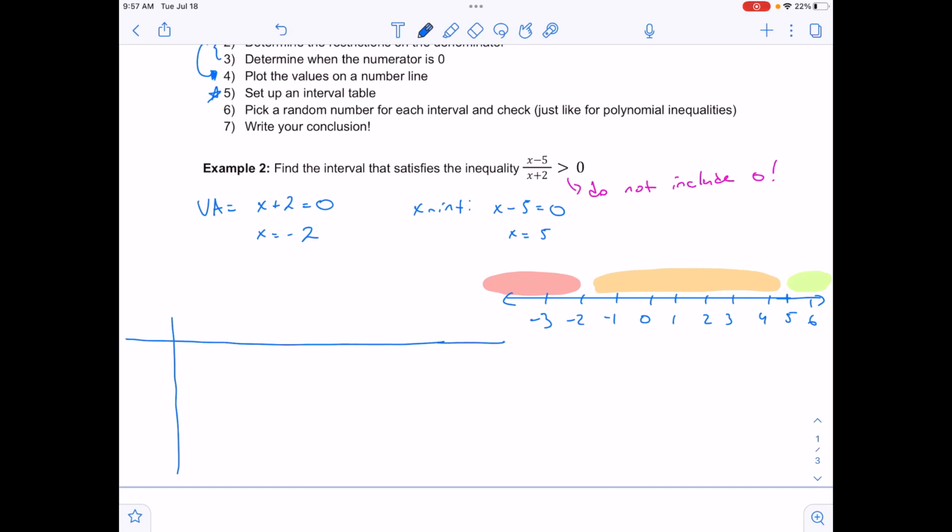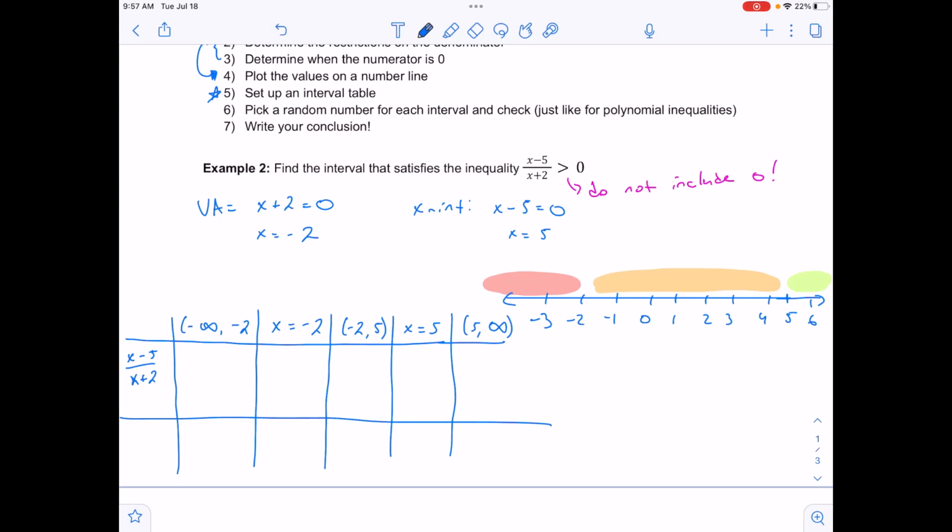So we have everything from -infinity to -2. We'll have a column just for -2. We'll have a column between -2 and 5, a column at 5, and then a column from 5 to +infinity. And then we're just going to have two rows here. We're just going to have our entire function, so x minus 5 over x plus 2. That's what we're going to be doing here. And then we'll have our sort of concluding row.